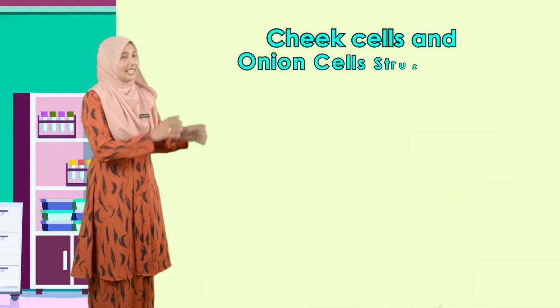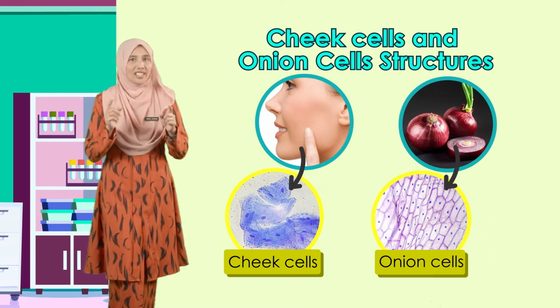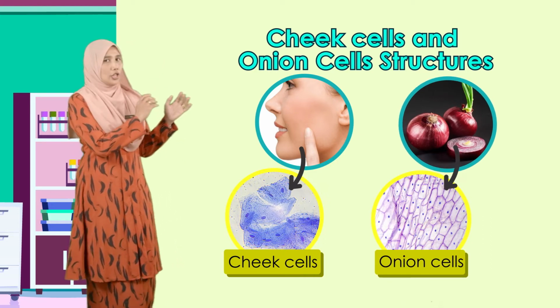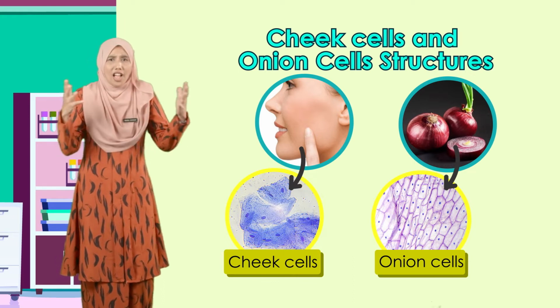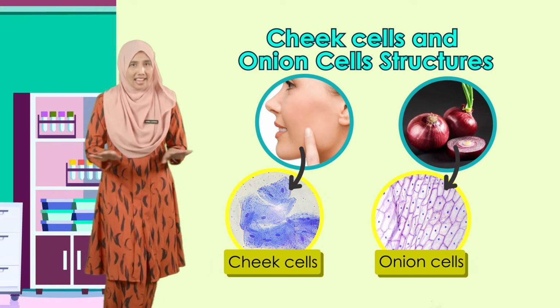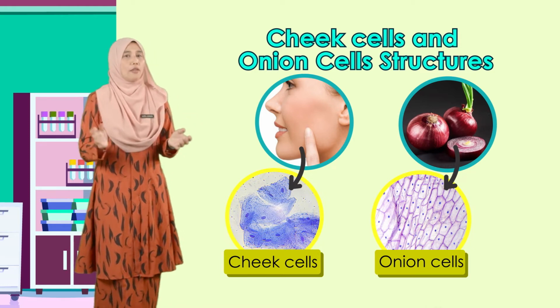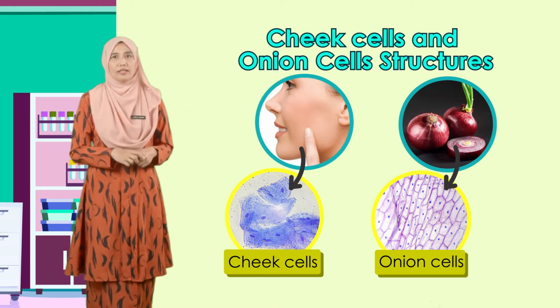So, if you observe under the microscope, this is how the chick cells and the onion cells look like. Here, you can see that there are a lot of onion cells in the same shape and in various layers. And for the chick cells, the shape is different from onion cells. Boys and girls, let's find out how the structure of an animal cell and a plant cell looks like.